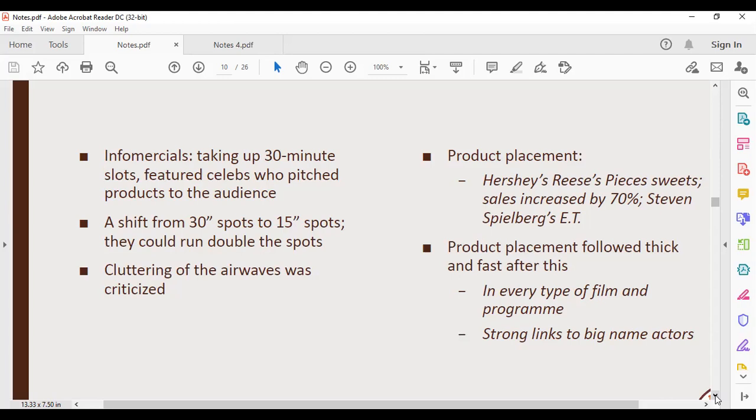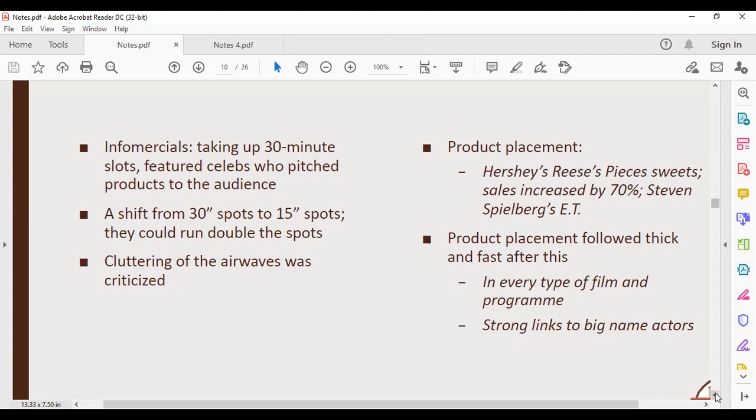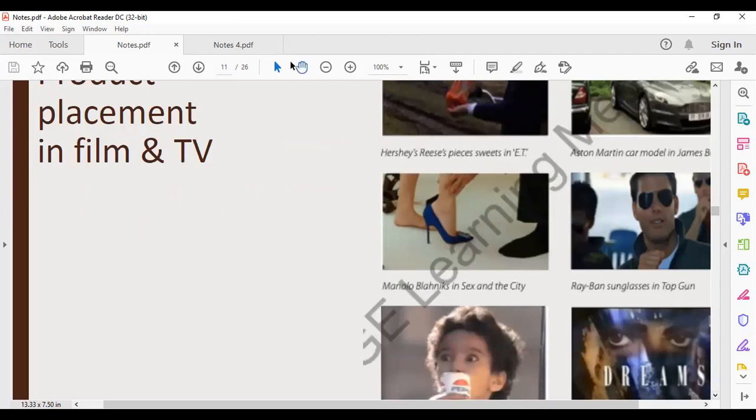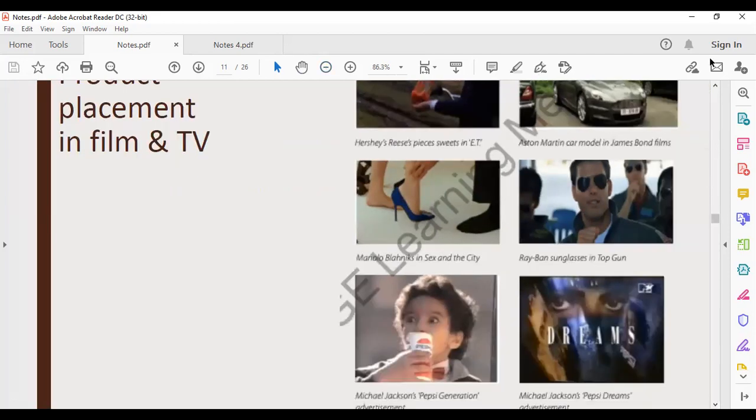Then product placements came. Sales increased because of advertisement. Product placement followed thick and fast after this, in every type of film and programming, with strong links to big name actors. This is when advertisers were trying by all means to attach a big name, a big celebrity, to their product. And that is still happening even up to today.